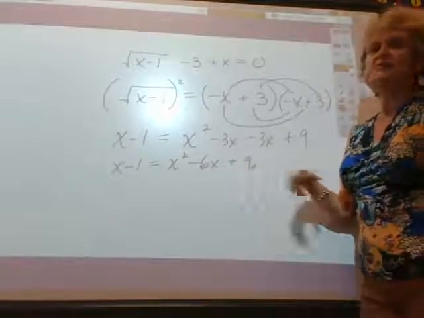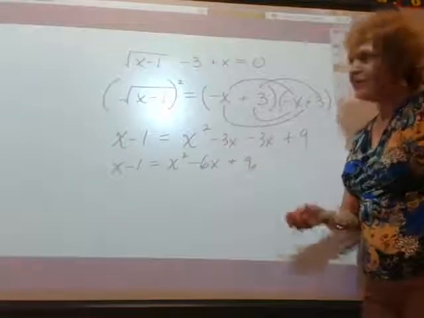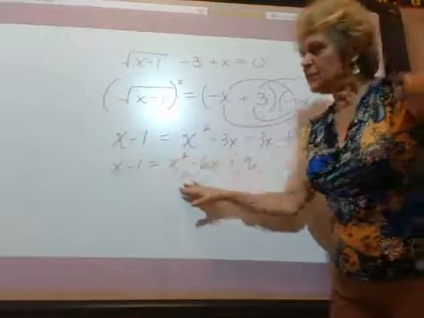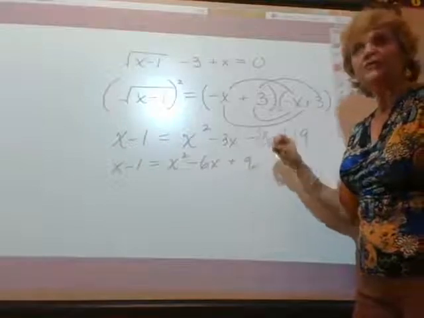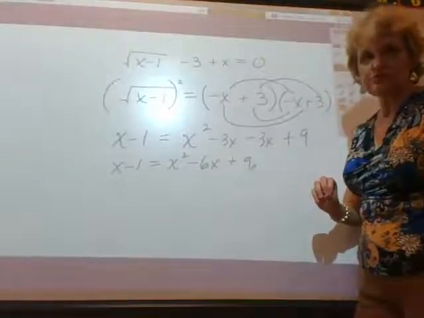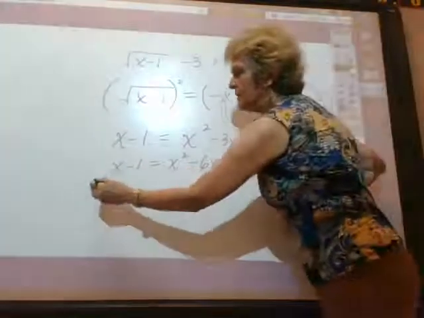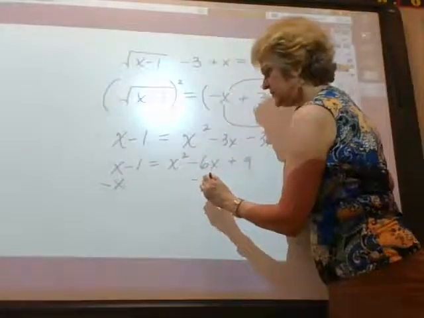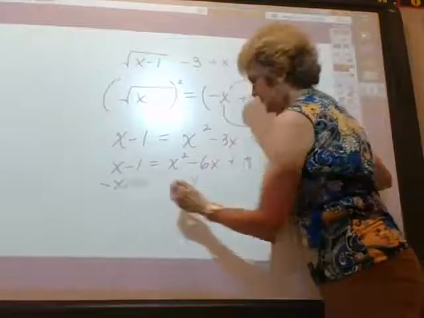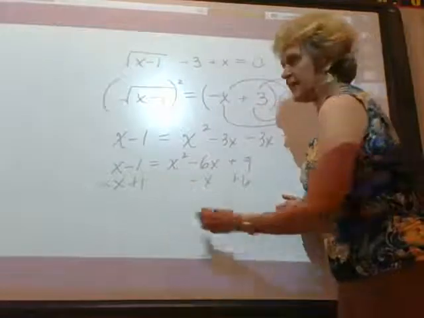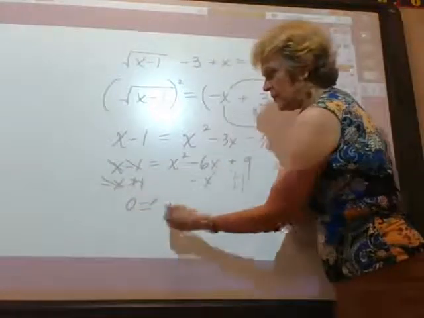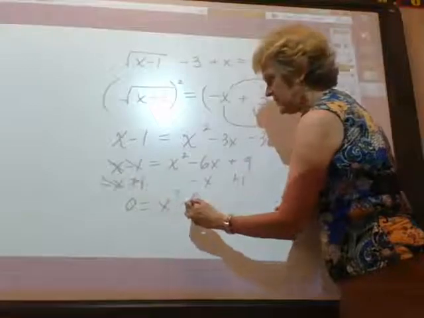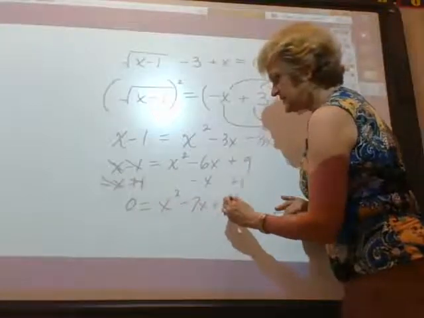See, what we've done now is put all kinds of skills together. We want to move these over, set this trinomial equal to 0, factor it, and get our solutions. All right, so I'm going to subtract x from both sides and add 1 to both sides. Okay, this will get rid of everything on this left side. So I have 0 equals x squared minus 7x plus 10.